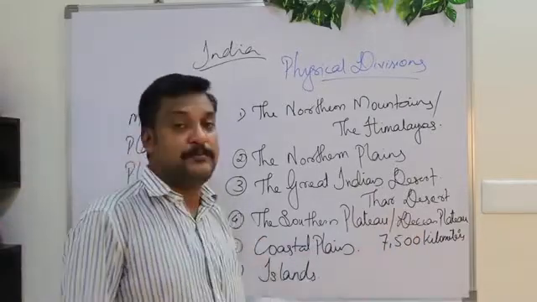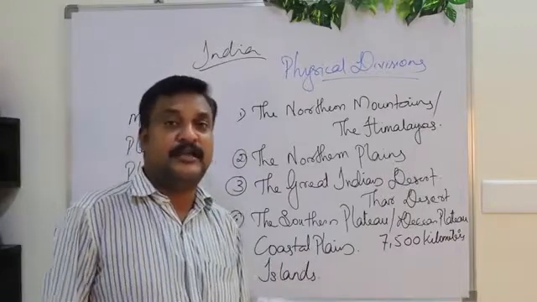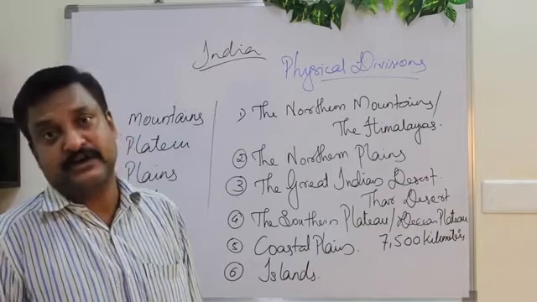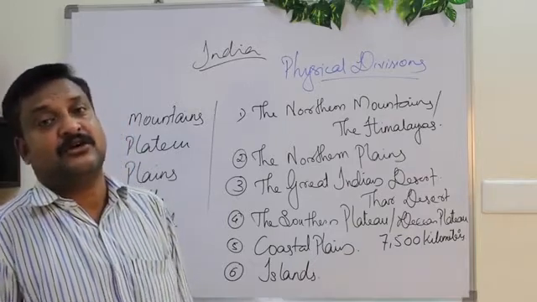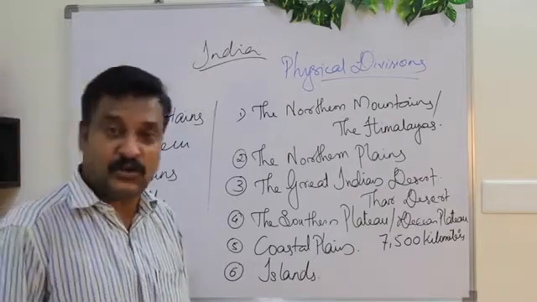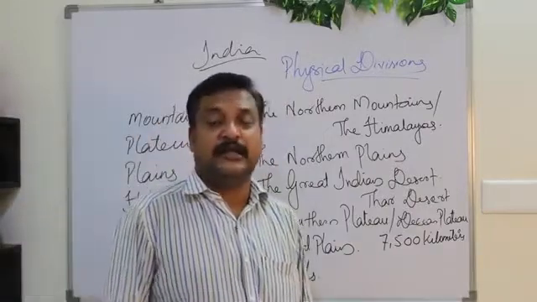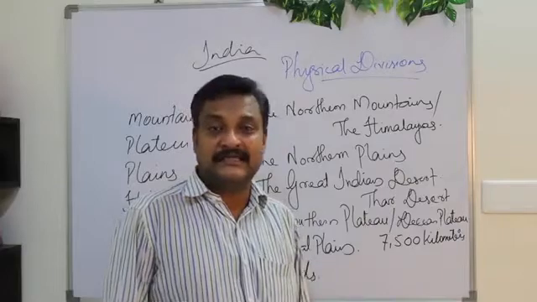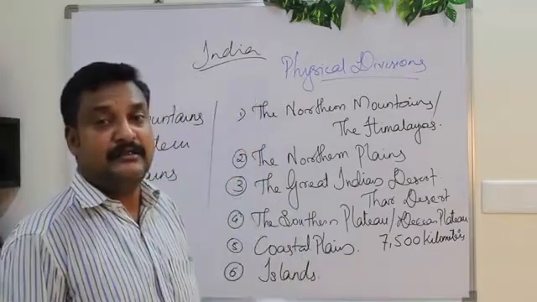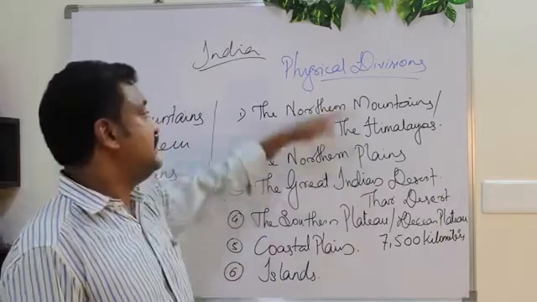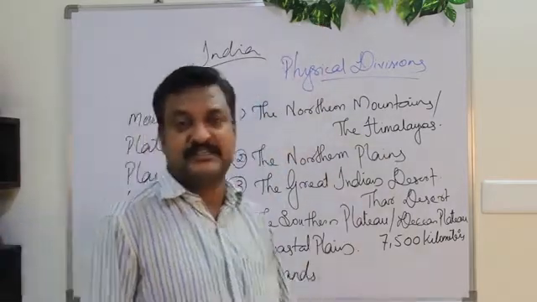Then a coastal plain across the coastal line, which is of about 7,500 kilometers. The plain regions along the coastal line is known as the coastal plain. And the islands. We have two islands, Andaman and Nicobar Islands in the east in the Bay of Bengal, and Lakshadweep Islands in the west in the Arabian Sea. So these are the major physical divisions of India.